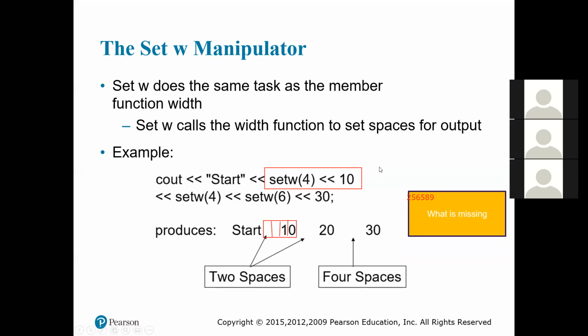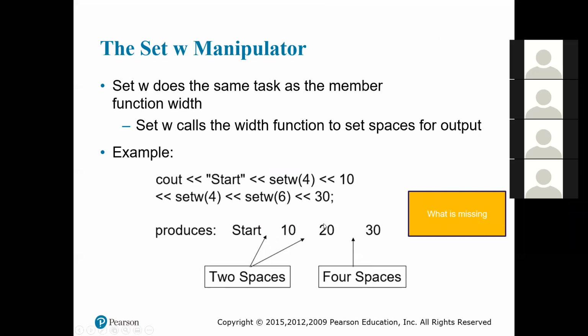So something is missing over here. What is missing in this statement? 20. Good. So we're missing 20. This 20 is not here. Where is it supposed to go? Between the setw 4 and setw 6. Very good. Thank you. So the 20 is supposed to be right there. It's missing. So 10 is going to have 4. So we're going to have 4 for 10. 20 is going to be 4. So from here to here is going to be 4.